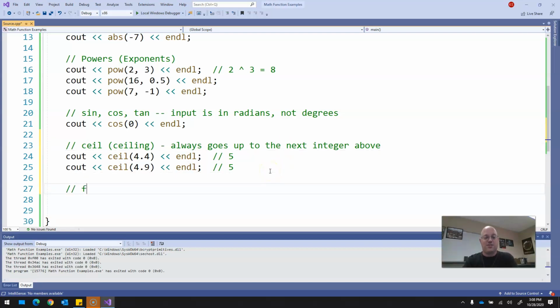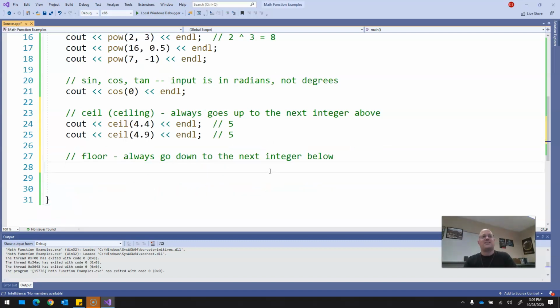And then vice versa, the floor will always go down to the next integer below. And picture a number line. When I say above and below, if you picture a number line, it's like the numbers that are on the right, 1, 2, 3, 4, 5. So anything between 1 and 2 is going to go up to 2. Negatives, anything between -2 and -1 would go up to -1 because on the number line, you're not going down to -1, you go up to it.